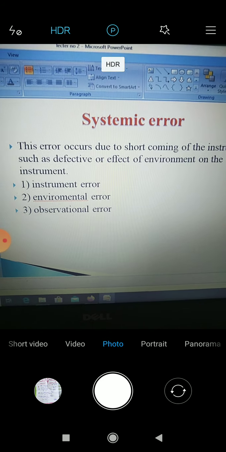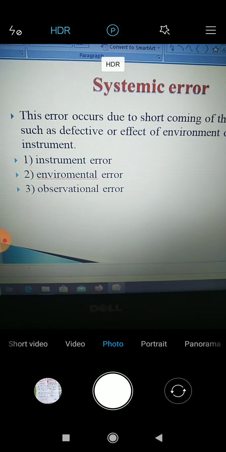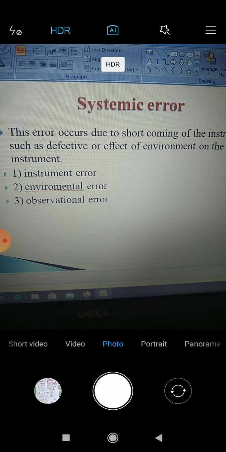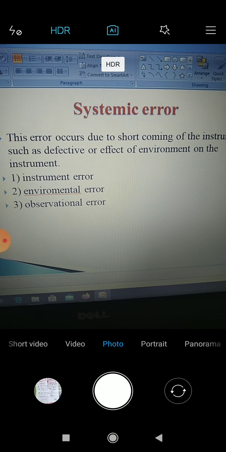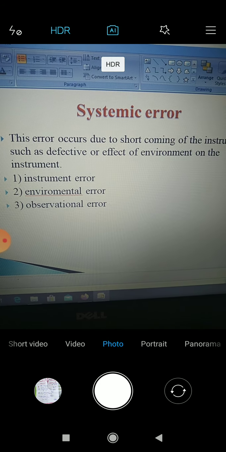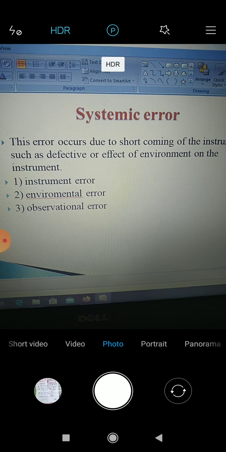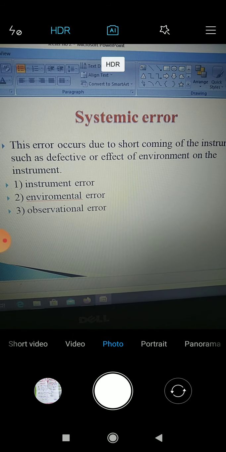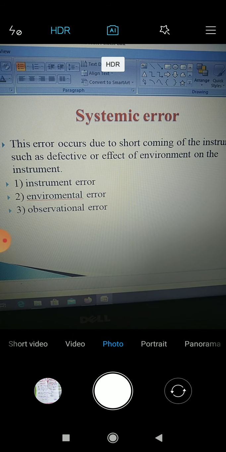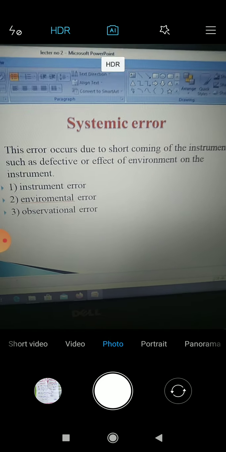The next one, the second one, is environmental error. These errors occur due to external conditions around the measuring instrument. This may be the effect of temperature, pressure, humidity, dust, and external magnetic or electric fields. These errors are avoided or reduced by keeping the surroundings constant with the help of air conditioning and temperature control systems.